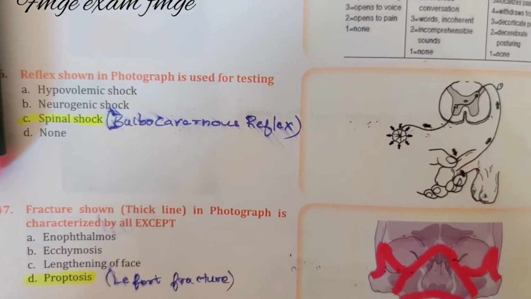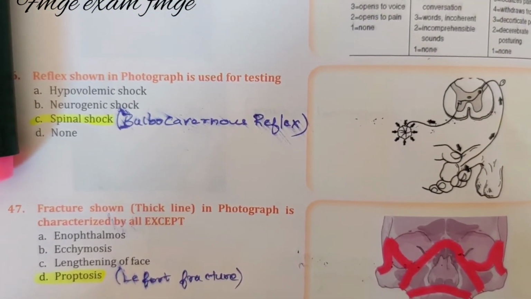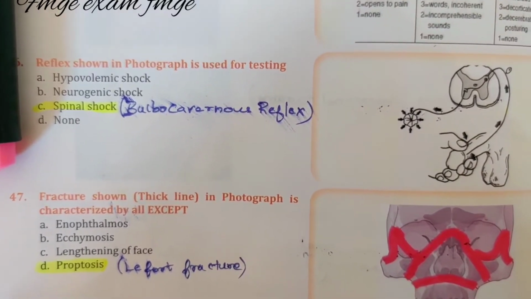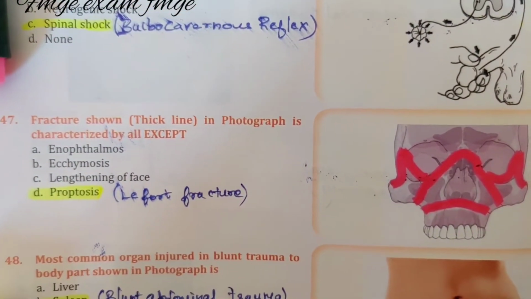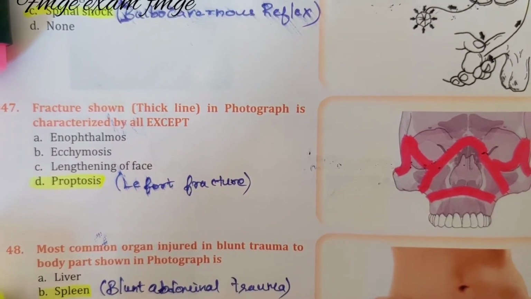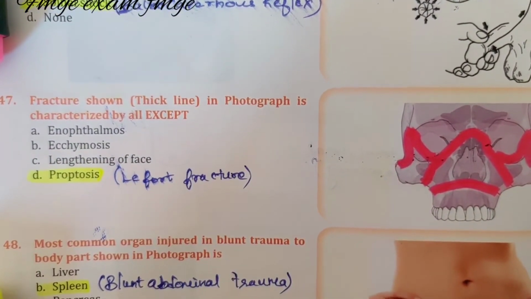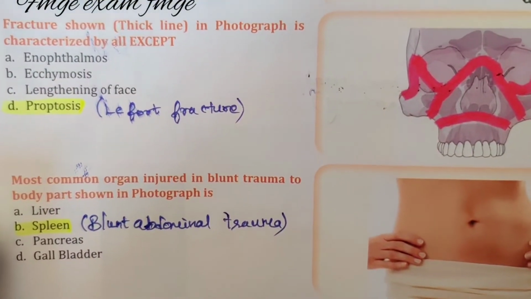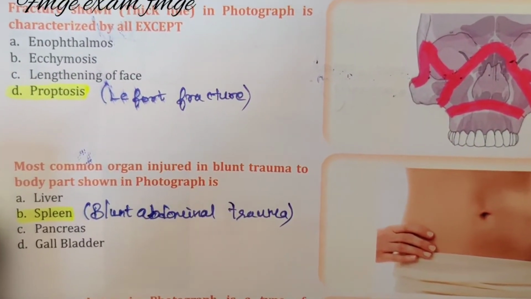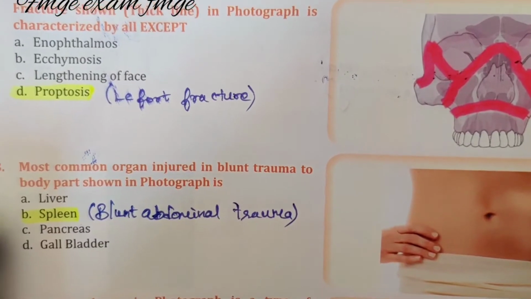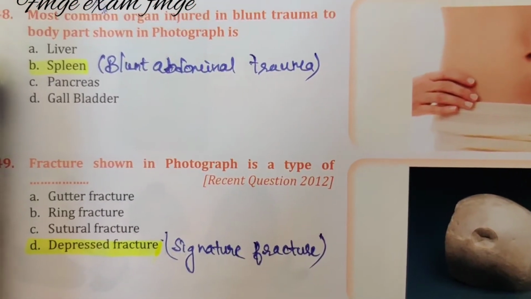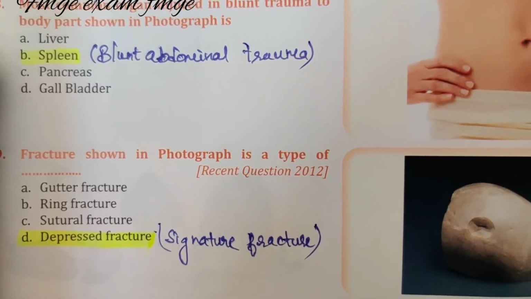Reflex shown in the photograph is used for testing spinal shock: bulbocavernosus reflex. Fracture shown by the thick line in the photograph is characterized by all except proptosis. Le Fort fracture. Most common organ injured in blunt trauma to the body part shown in the photograph is the spleen. Blunt abdominal trauma. Fracture shown in the photograph is a type of depressed fracture.